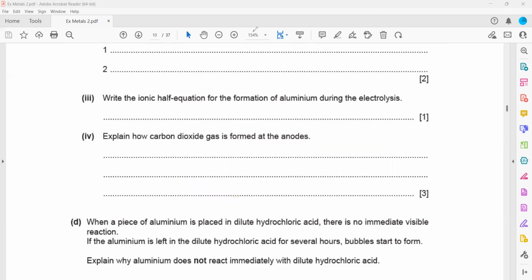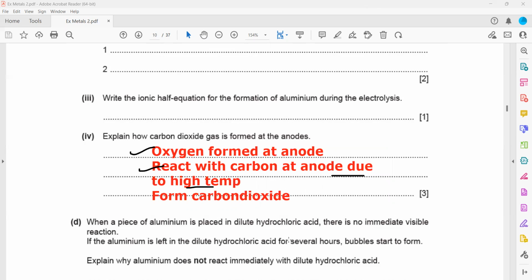Is it clear, this one? The formation of carbon dioxide? Yes, yes, sir. Okay.